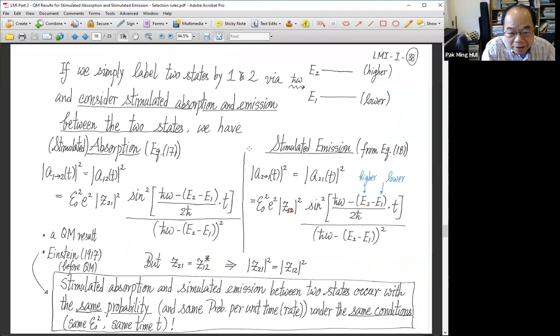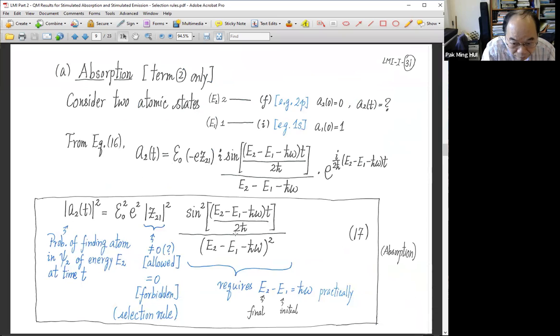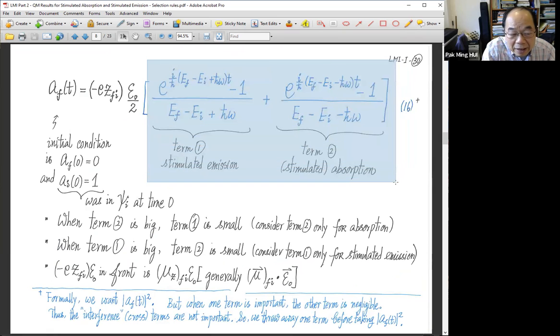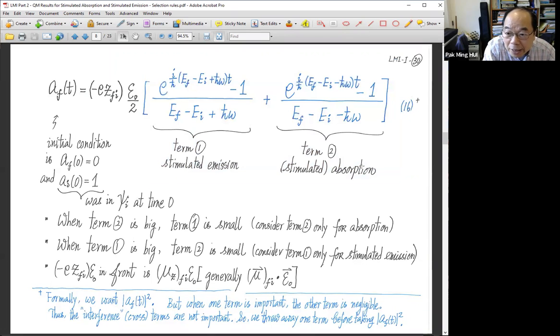So we have seen the time part. All right, what I mean is the following. We have played with the time part, and we have seen absorption using the second term, emission using the first term. Both are stimulated. Now we would like to discuss selection rules.